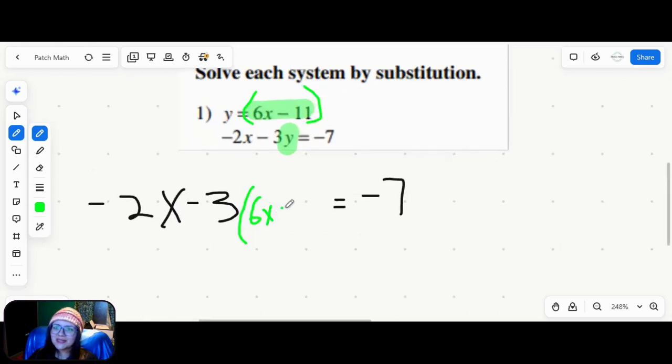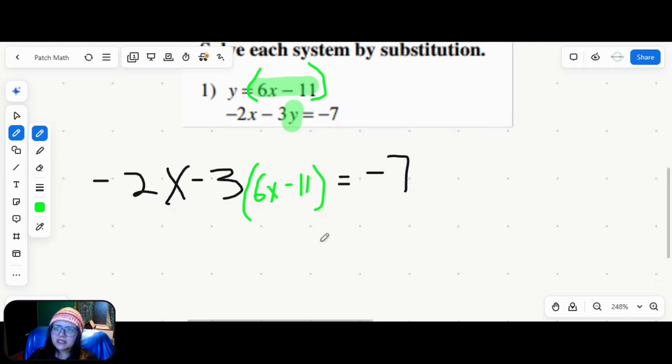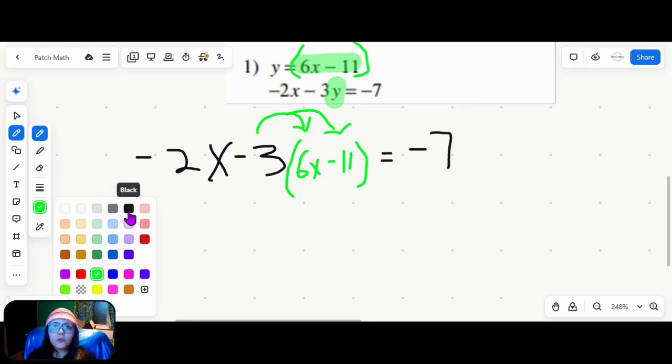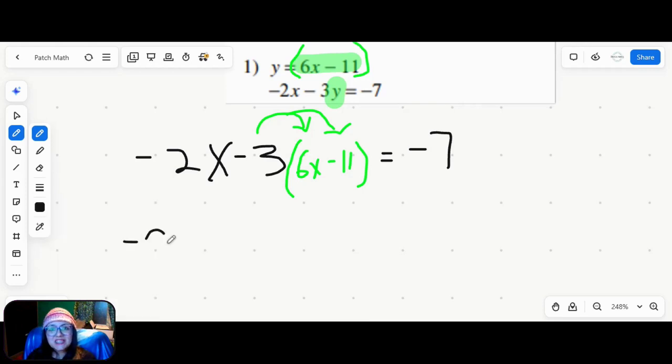6x minus 11. The reason we use parentheses is we want to make sure all that y is gets multiplied by that -3 that was out in front of y. And because y equals two terms, we have to have that parentheses to ensure both of those terms get multiplied by that -3, otherwise known as distribution there. So that will be our first step in simplifying the left-hand side of this equation.